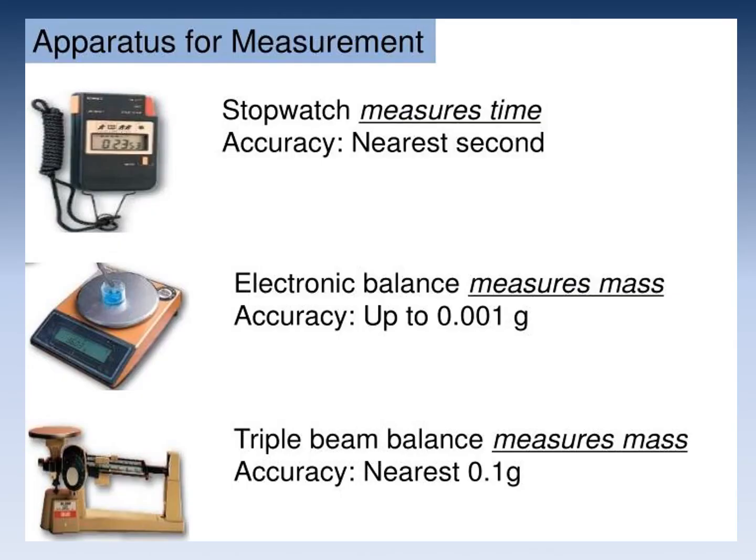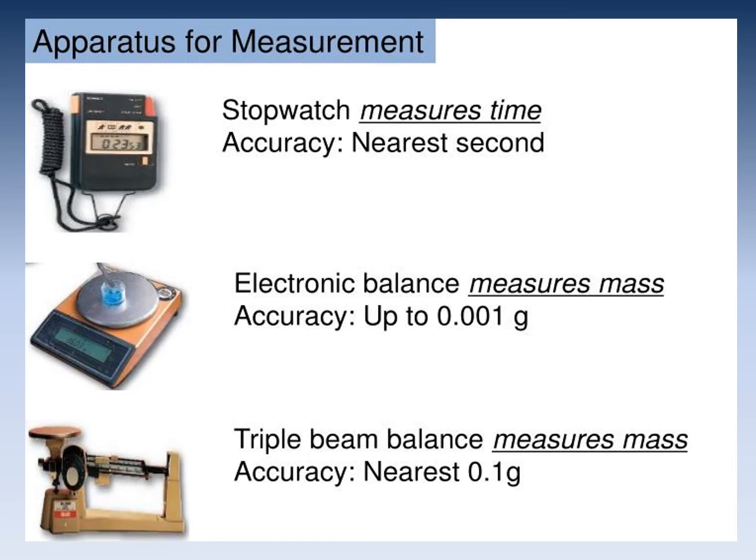Now we will discuss the apparatus for measurement. Stopwatch measures time, accuracy nearest second. Electronic balance measures mass, accuracy up to 0.001 gram. Triple beam balance measures mass, accuracy nearest 0.1 gram.